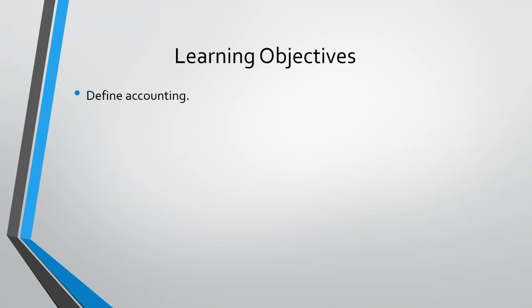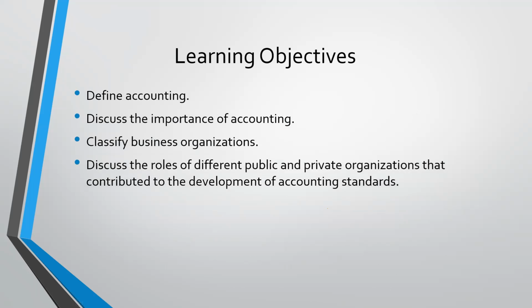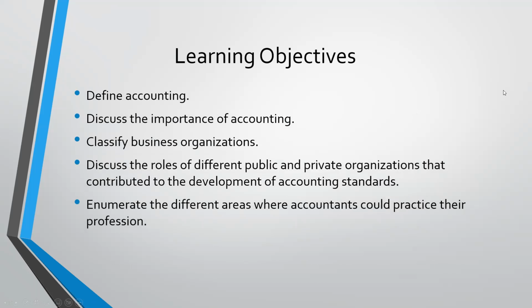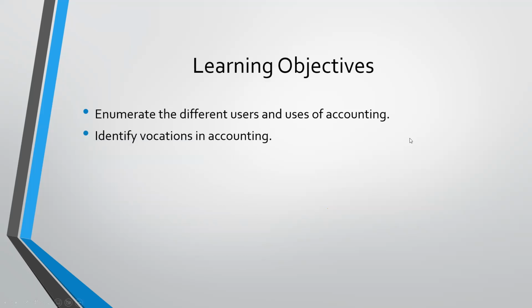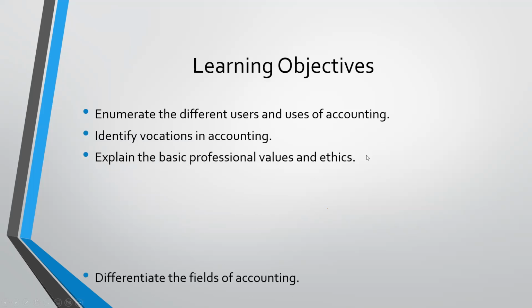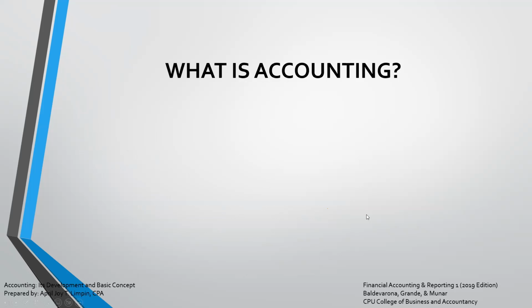Next, for our learning objectives for today or for the 2 sessions: define accounting, discuss the importance of accounting, classify business organizations, discuss the roles of different public and private organizations that contributed to the development of accounting standards, enumerate the different areas where accountants could practice their profession, and define a CPA. Additionally, enumerate the different users and uses of accounting, identify vocations in accounting, explain the basic professional values and ethics, differentiate the fields of accounting, differentiate types of business organizations, discuss generally accepted accounting principles, identify various accounting assumptions. So let's start our discussion with what is accounting.